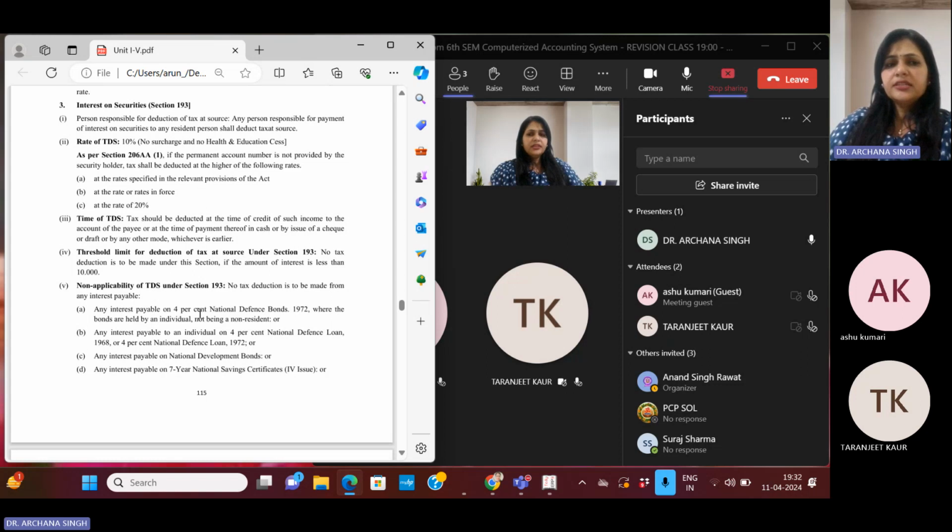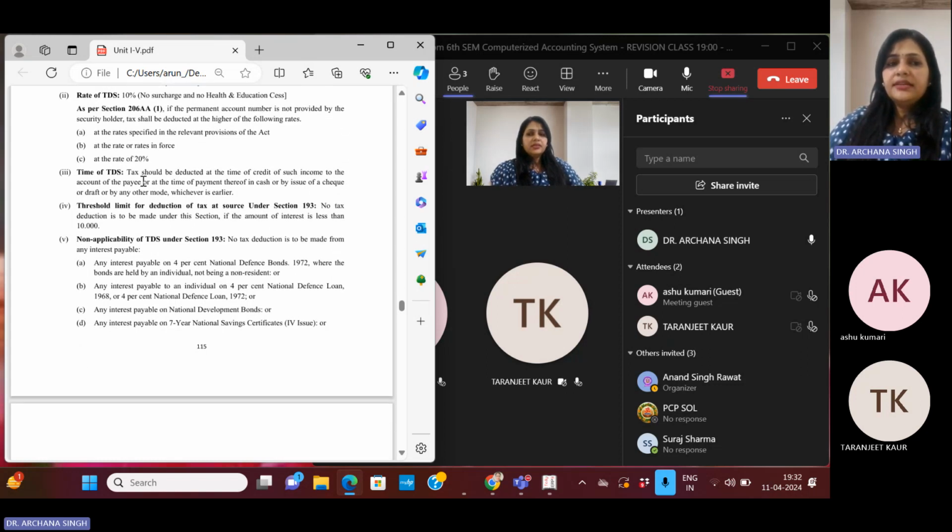Then time of TDS. Tax should be deducted at the time of credit of such income to the account of the payee or at the time of payment thereof in cash or by cheque, draft or by any other mode, whichever is earlier. So the time depends on the credit of such income to the account of the payee, or in the case of payment, whether it is in cash or by issue of cheque or draft or any other mode, whichever is earlier.